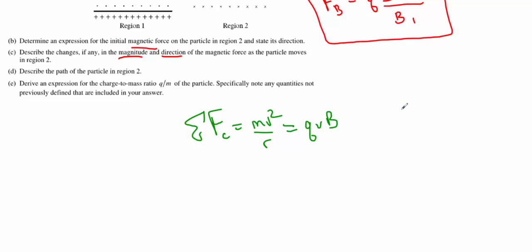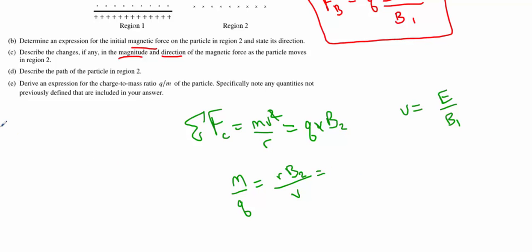Now we already know v is still E over B1. I'm going to reduce and rearrange this momentarily before I plug this in, because I know one of these v's cancels out and we're trying to get to the charge to mass ratio. So I'm going to divide q over and then cross the v and r over. So I have m over q will equal r times B divided by v. Sorry, not m. v is E over B1. I'm dividing, so I'm going to flip that around. This B over here is B2.